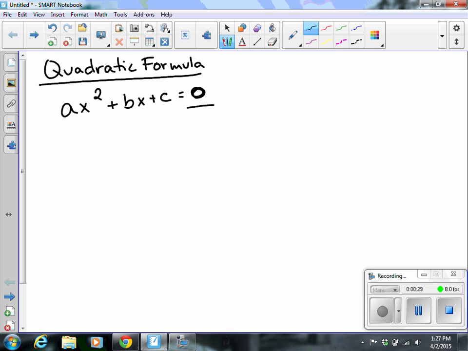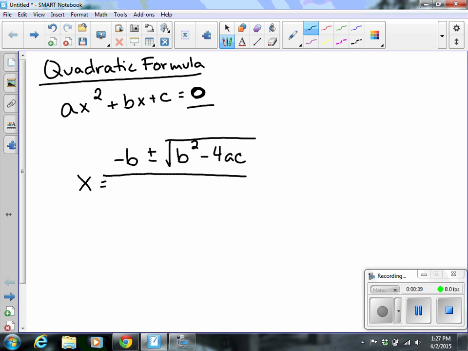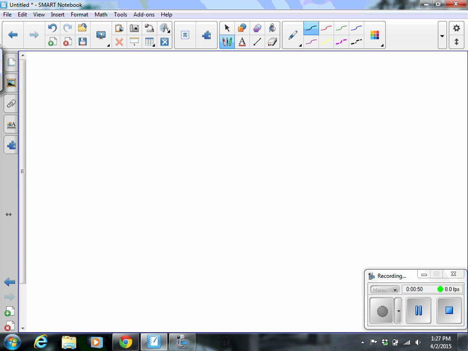The quadratic formula is x equals negative b plus or minus the square root of b squared minus 4 times a times c, all over 2a. So this looks kind of big and scary. It's really not once you get down to it. So let's look at an example.